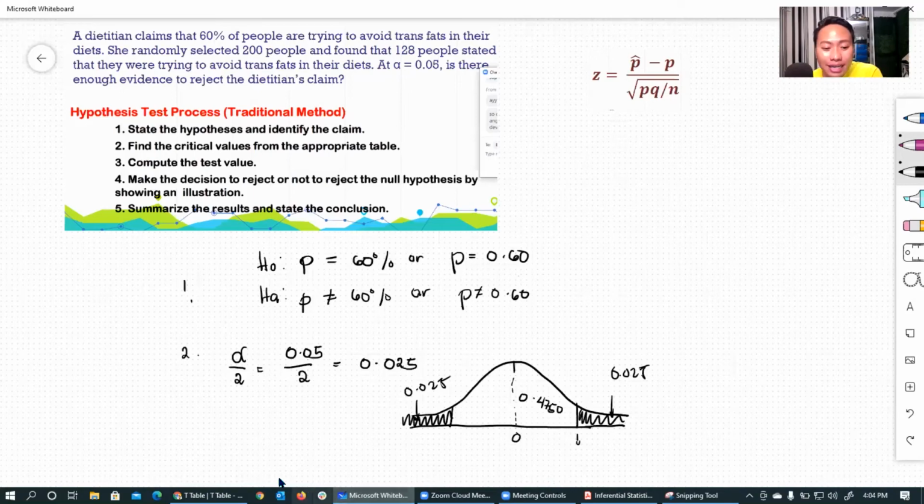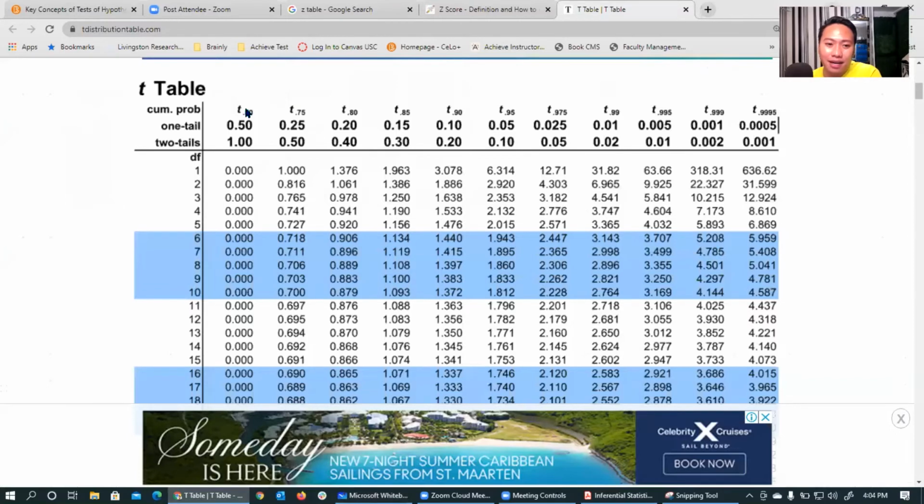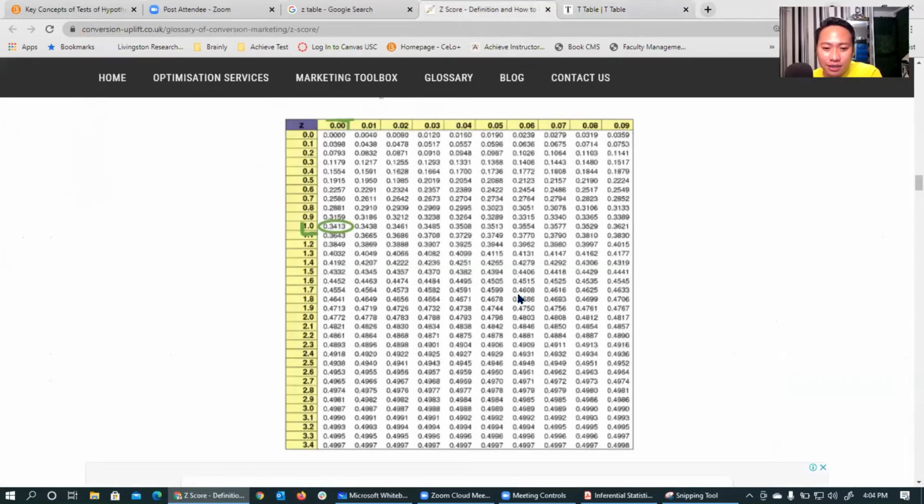Now, in our Z table, because we're using a Z test, we're going to be looking for the 0.4750. Where is that?